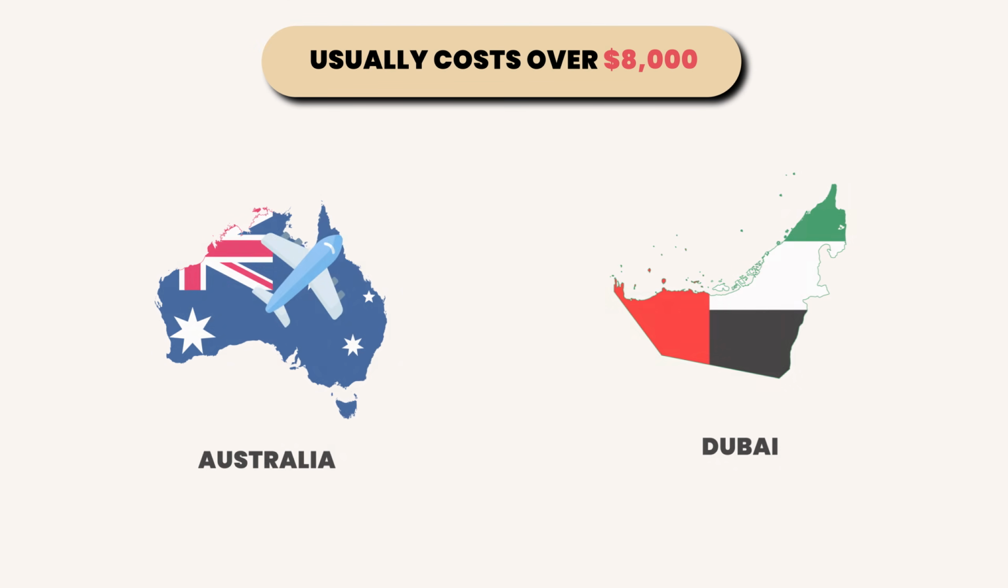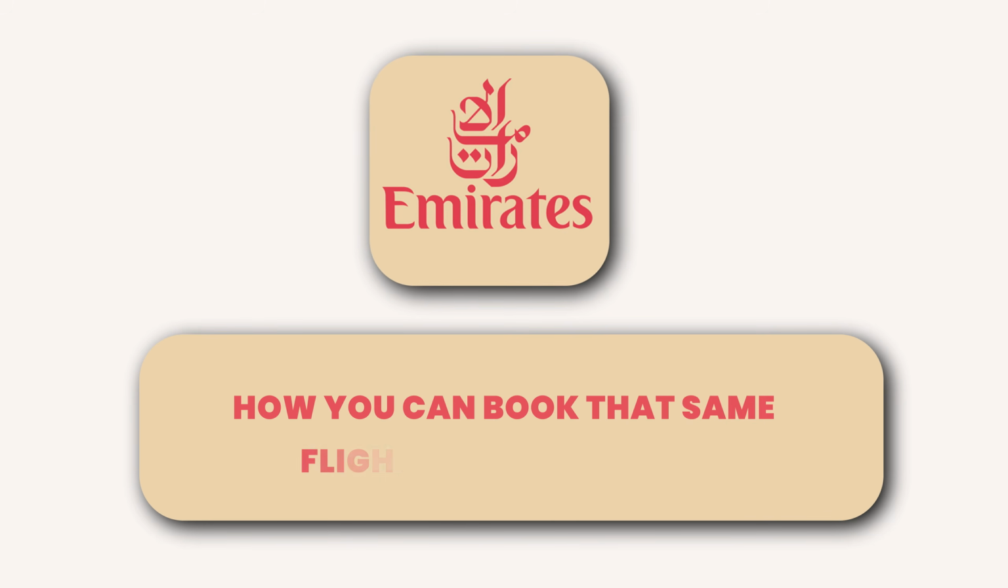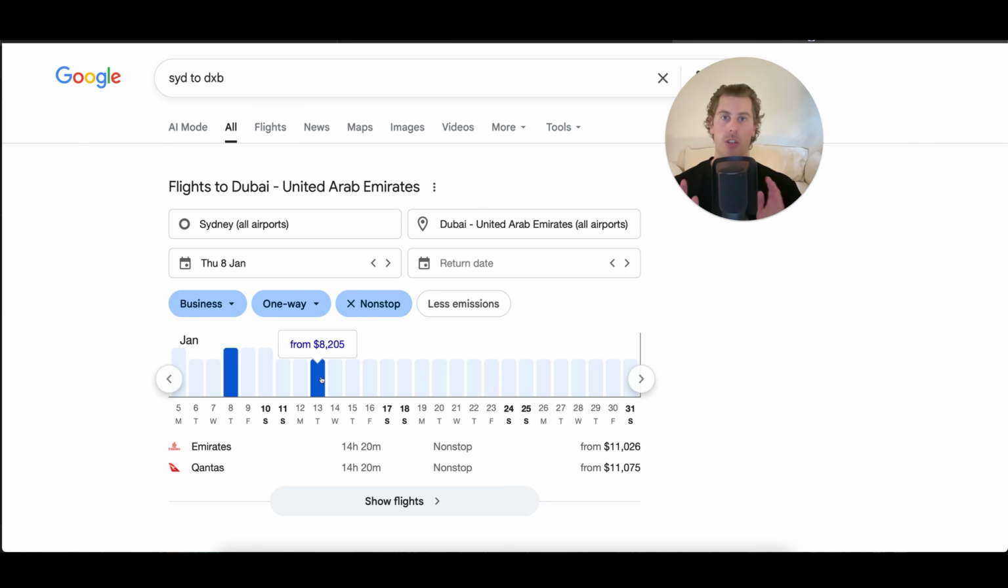It usually costs over $8,000 to book a business class flight from Sydney to Dubai on Emirates, but in today's video I'm going to show you exactly how you can book that same flight for 40% off. The great news is if you're an Australian with a Qantas Frequent Flyer account, almost anyone can do this. I'm going to take you through the exact steps that you need to do in order to get these flights for 40% off when you're using cash.